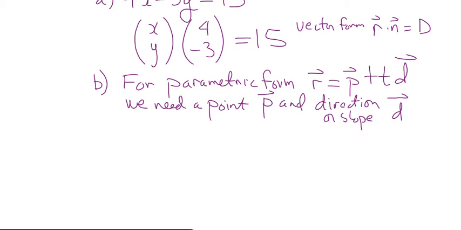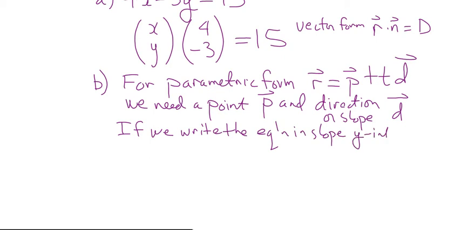Okay, so if we want to go to parametric form, you need a point and a slope, right? If we write the equation in slope-intercept form, then we'll get a point and we'll get a slope. Going backwards is a lot harder. Which point will we get?